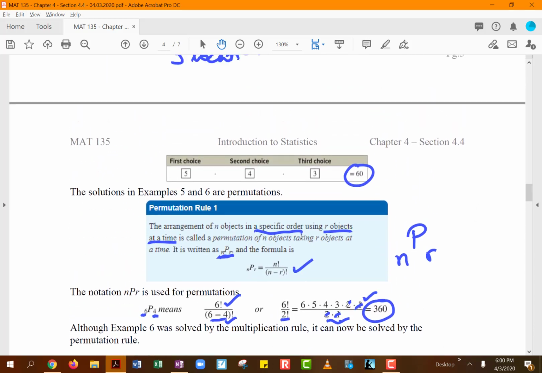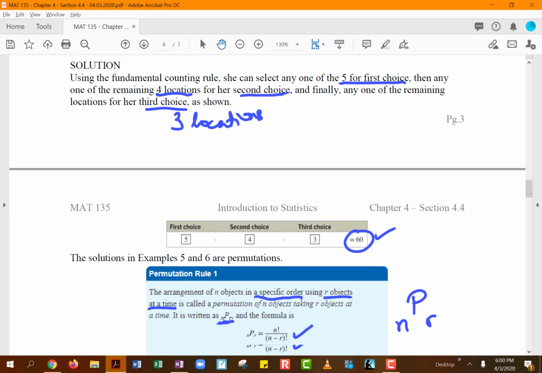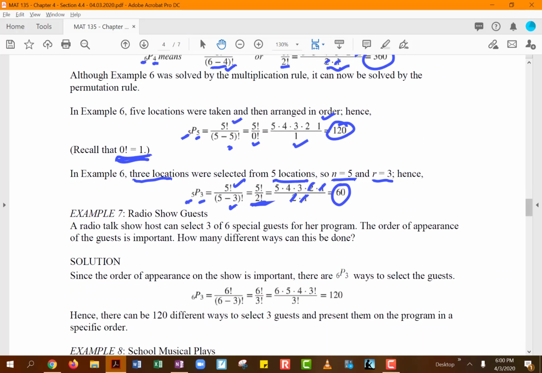So just two different ways you could have done this, with the multiplication rule or the fundamental counting rule, or you could have used permutation to come up with this answer. Okay? Alright guys, so let's take a look at our next example here.